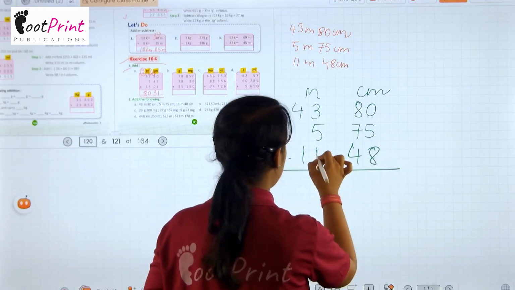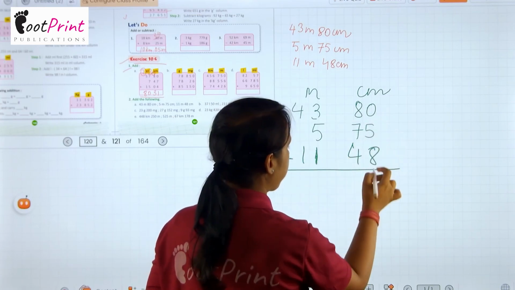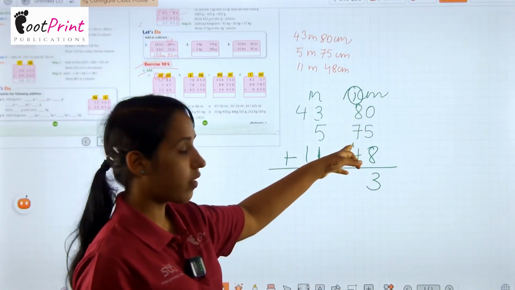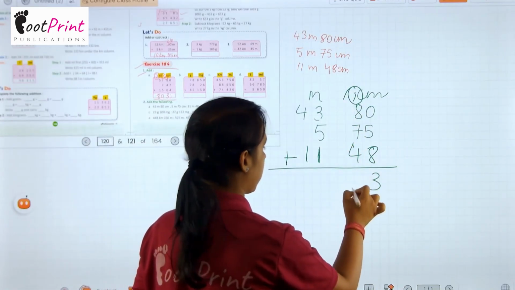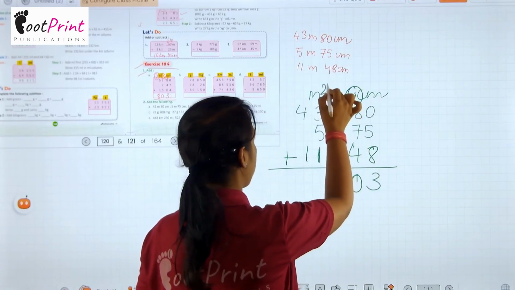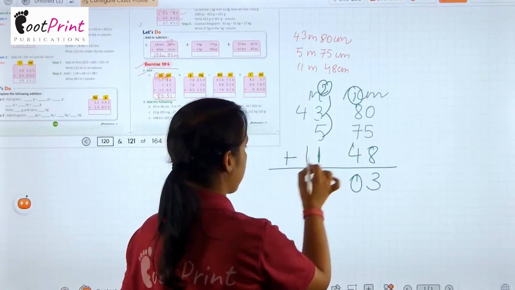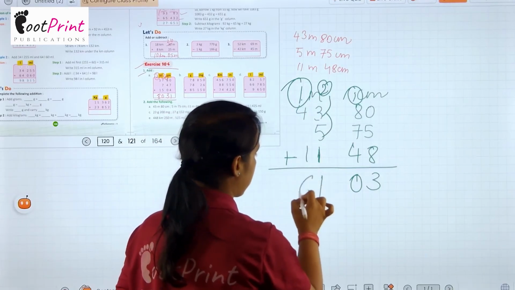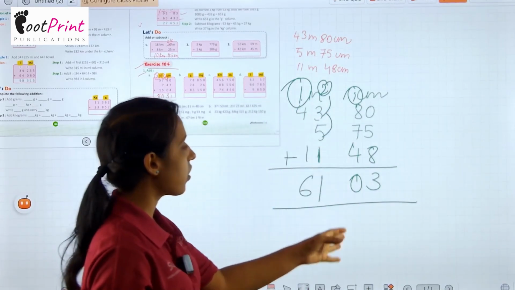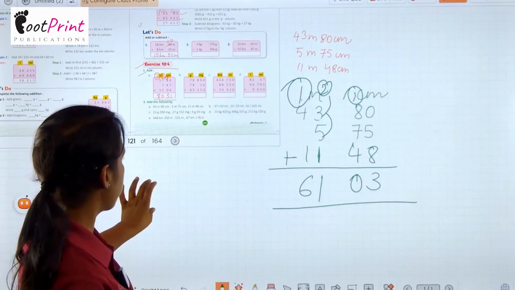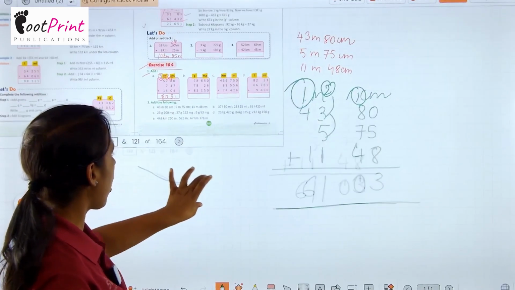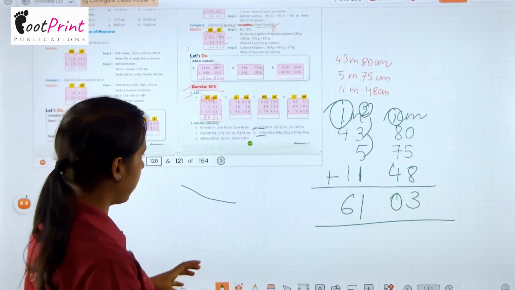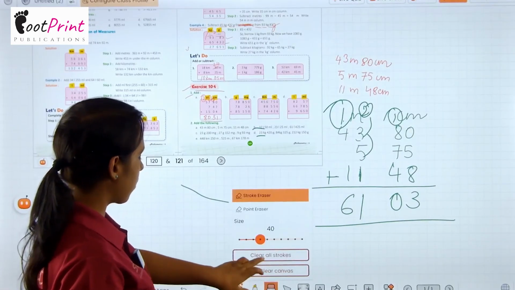So after adding it, we get here 5, 8, 13. 1 carried over here. 1, 8, 9. 9, 7, 16. 16, 4, 20. 0. 2 carried over here. 2, 3, 5. 5, 5, 10. 10, 1, 11. 1 carried over here. 1, 4, 5. 1, 6. So we get here 61 meter 3 centimeter. Okay, in the same manner you have to arrange all the parts in columns, then you will add. Okay, now move to the next question.